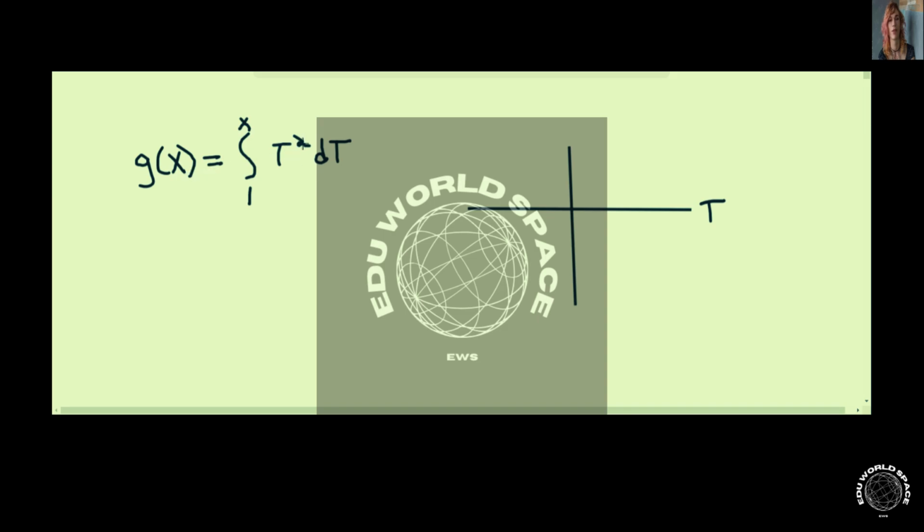Okay, what does the function t squared look like? T squared looks like this. And when t is 1, t squared is 1. Okay, so this is the graph of t squared. Now, x is some number to the right of 1 on the t-axis. X is just a number.